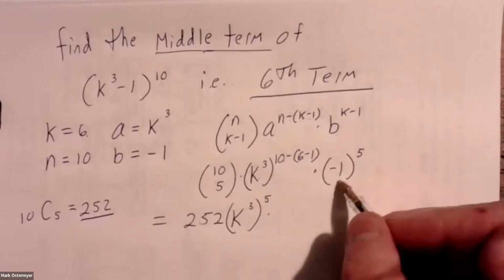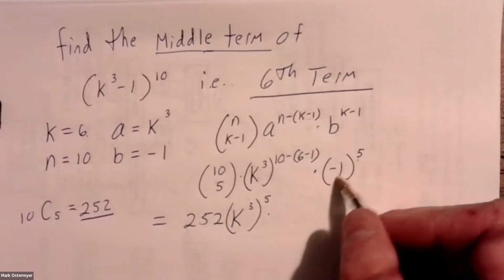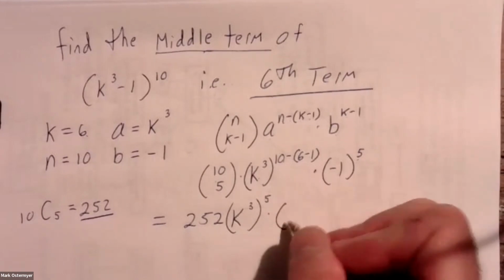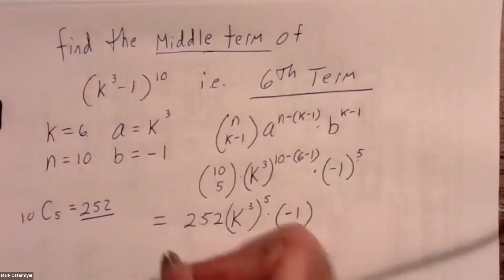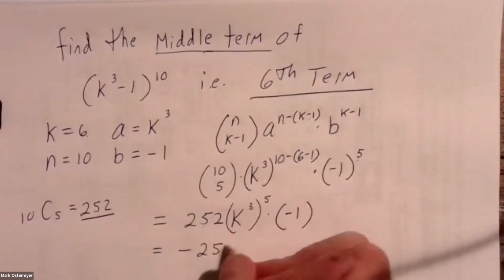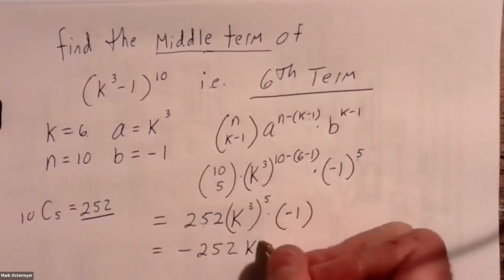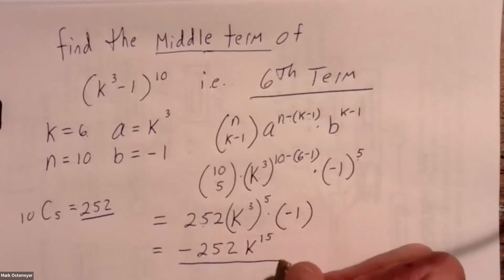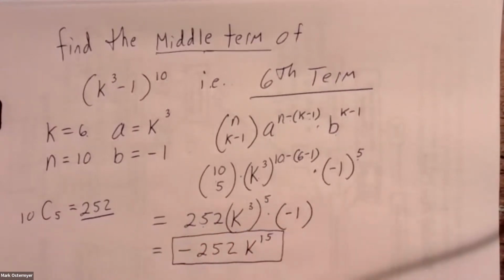-1 raised to an odd power. Is it going to be -1 or +1? -1 raised to an odd power is just going to be -1. So we have 252 times -1 is -252. k raised to the what? 15th power. Ladies and gentlemen, we're done. That would be the middle term of this binomial expansion.